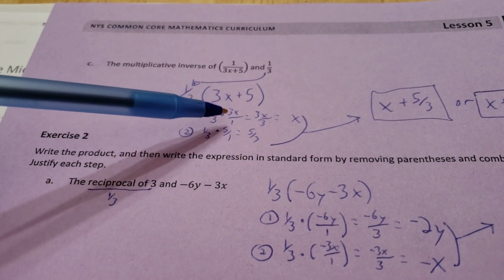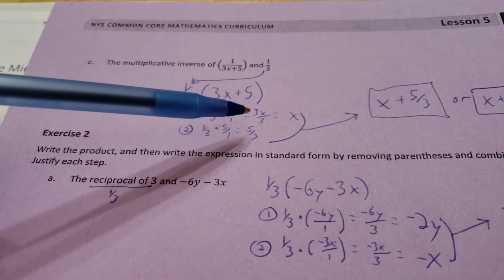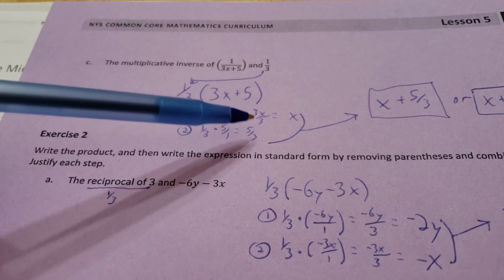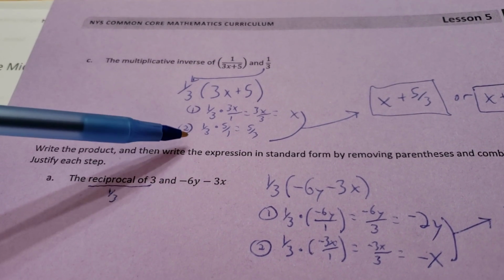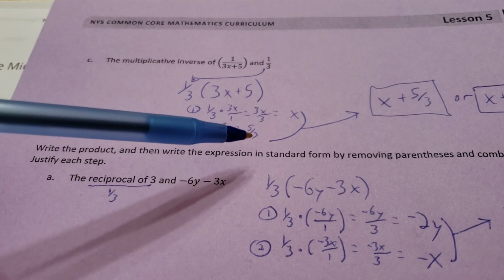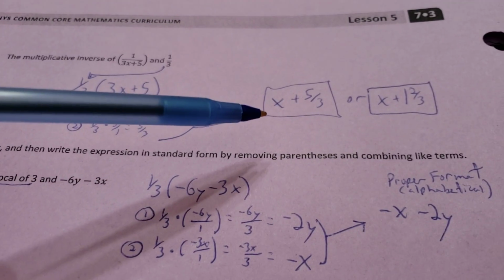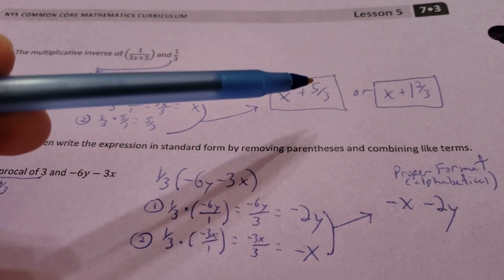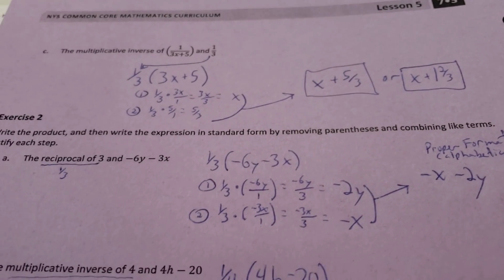So 1/3 times 3x over 1, because I had to put a 1 under it to multiply its fractions. I get 3x over 3, divide those 3's out. 3 divided by 3 gives you 1 of the x's, so you're left with just an x. 1/3 times 5 over 1 gives you 5/3. So x plus 5/3 would be your final, or if you want to make that from an improper to mixed, x plus 1 2/3 are the same thing.